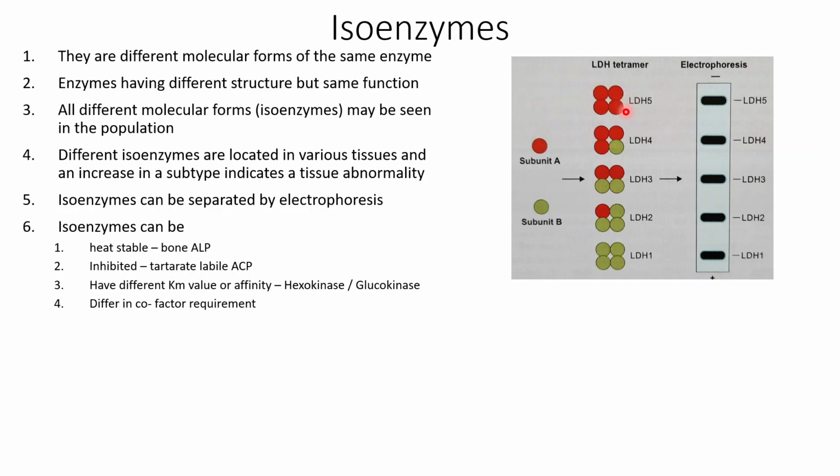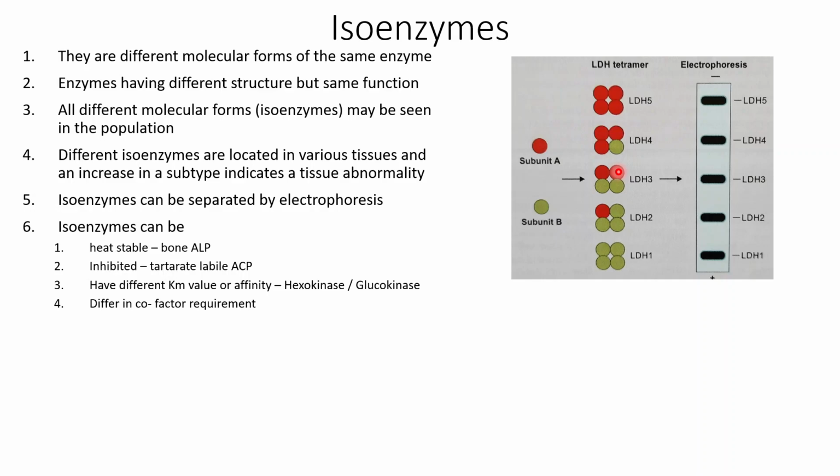Okay, if you look at LDH5, this is made up of subunit A, which is different from LDH1, which is made up of subunit B. Okay, but both LDH1 as well as LDH5 have the same function. Okay, so LDH1 and LDH5 are isoenzymes. Similarly, we have LDH2, 3 and 4 also. Okay, so different structural forms of the same enzyme are called isoenzymes.